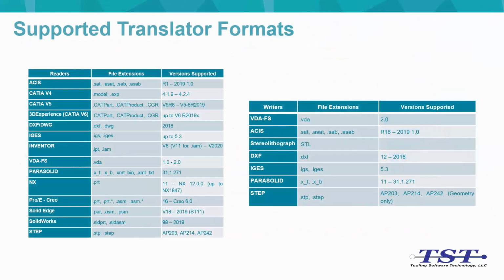The translators have had various updates for the new software. This includes continued support for CATIA, ACIS, DWG, DXF, IGES, Parasolid, NX, SolidWorks, Solid Edge, STEP, as well as being able to export out ACIS, STL files, DXF, DWG, IGES, Parasolid, as well as STEP.